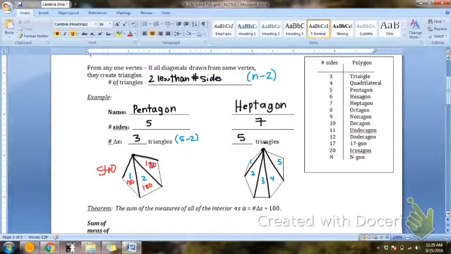So over here on the heptagon, if I had 180, 180, how many times am I multiplying 180 by? 5, right? Because there are 5 triangles. What does that give me? 900? So that means that all the angles in a heptagon are 900 degrees. All of them together. Okay, so that's going to be our next blank. So we just already talked about our next blank.